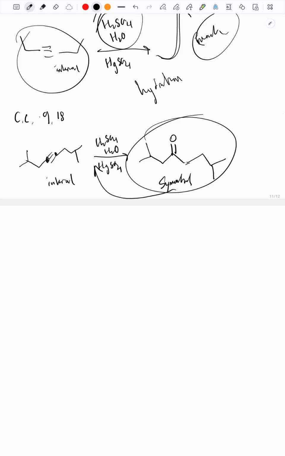But for terminal alkynes, if we use these reagents, if we use sulfuric acid, water, and mercury sulfate, we will get Markovnikov. Just think of Markovnikov when we think of hydration of alkynes.